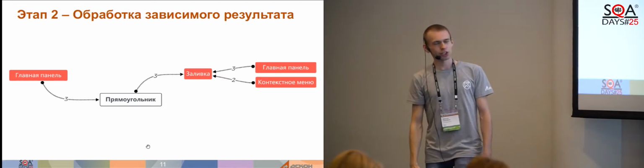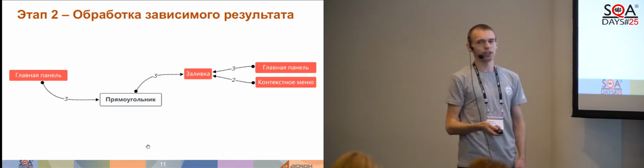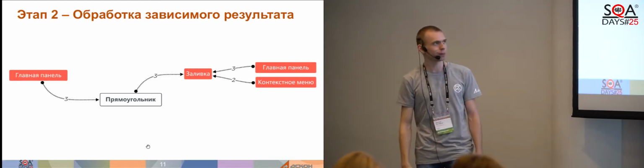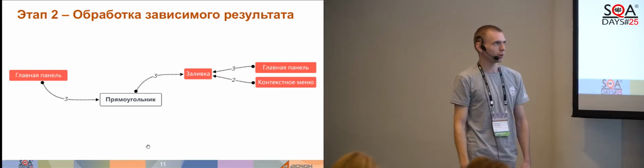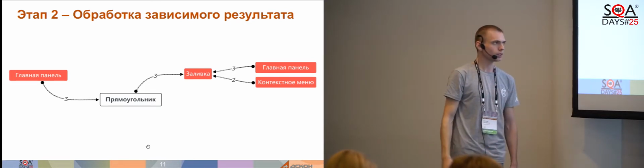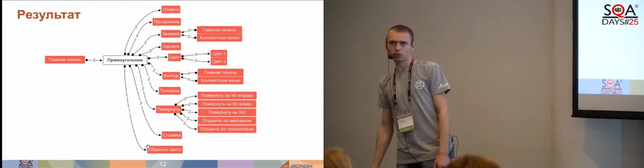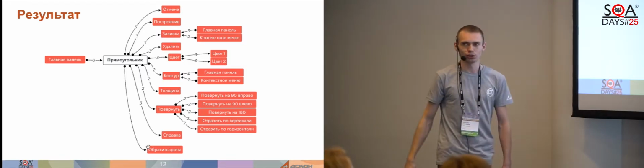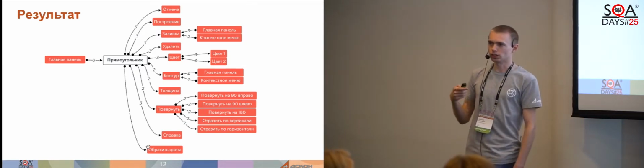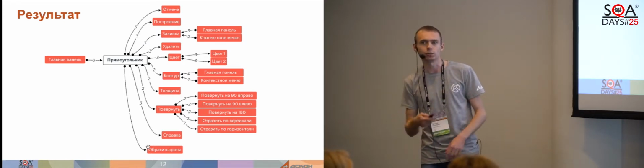So the connection between painting and the main panel will be 3, and it's quite theoretical, but we might think that from the main panel users go to painting more often than from the menu. Then that's why the criticality will be 2 between painting and the menu. So this is the result.